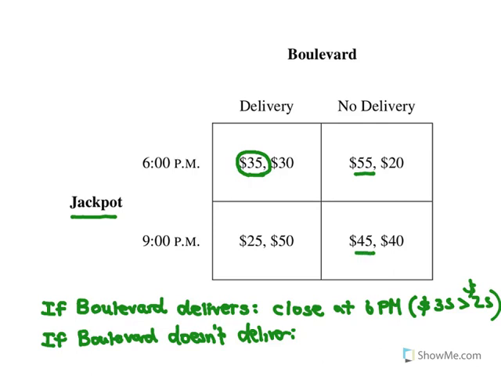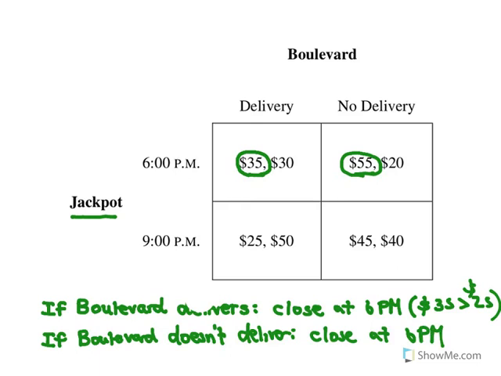Remember, they're making these decisions simultaneously. So, which would you rather have, $55 or $45? Well, I would rather have $55, and so I'm going to circle what I'm going to get. I'll go ahead and erase the other line here. And so what is Jackpot going to do in this situation? Well, they're going to close at 6 p.m.